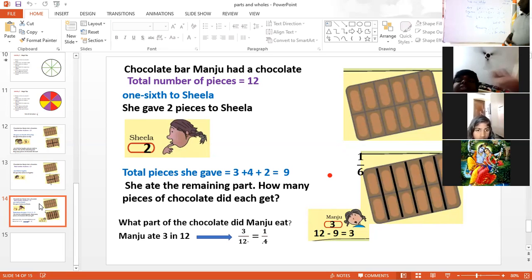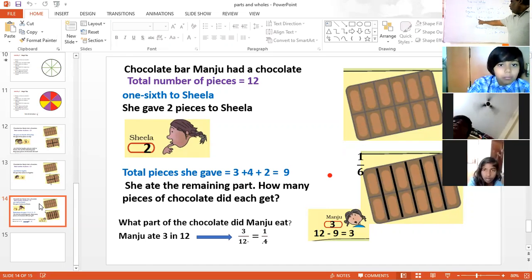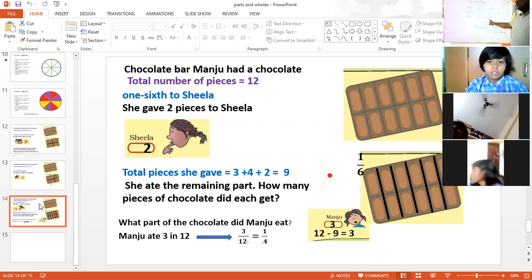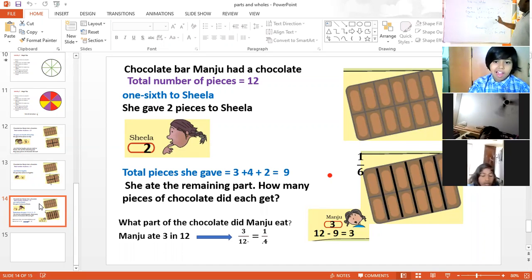She gave away 4 pieces to Raji, 3 pieces to Sugata, and 2 pieces to Sheila. So 1/3 of 12 means 1 by 3 times 12, or 12 divided by 3. 1/4 of 12 means 12 divided by 4. 1/6 of 12 means 12 divided by 6. Here "of" means multiplication, 1 by 6 times 12, so you have the denominator here. It is nothing but 12 by 6.